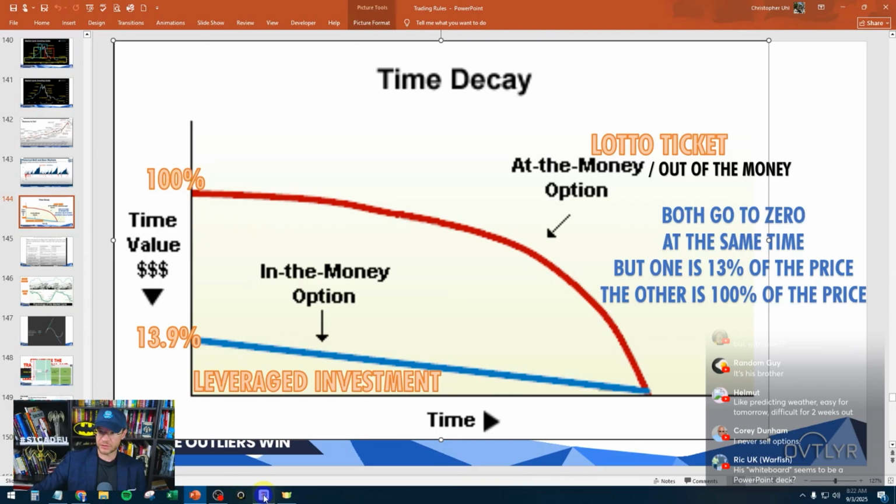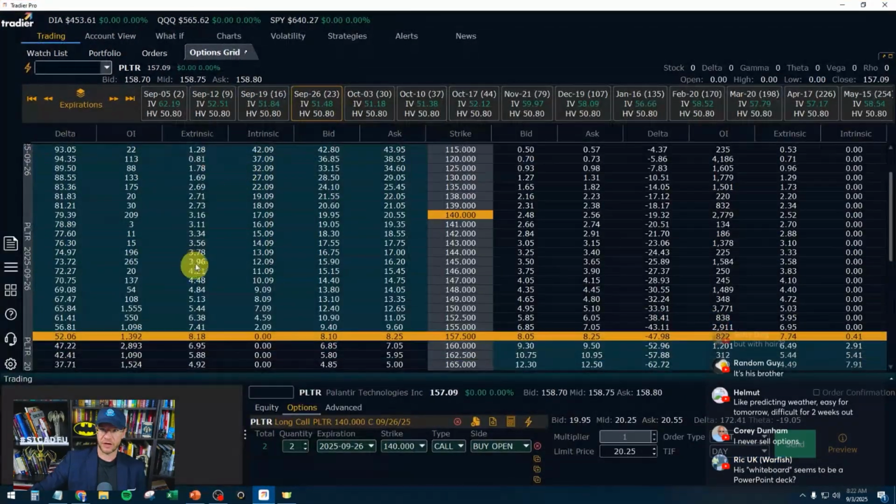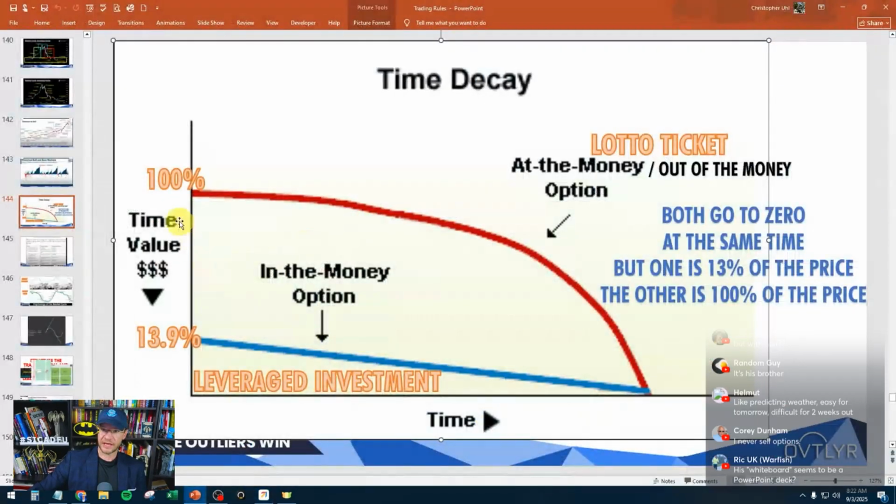100% of the extrinsic value, remember the uncertainty value, 100% of that will decay to zero if you are out of the money, buying out of the money calls, buying lotto tickets. And that's what he's going to tell you here, right? Is that all of these options that you buy are these terrible investments that are going to go down day after day after day.